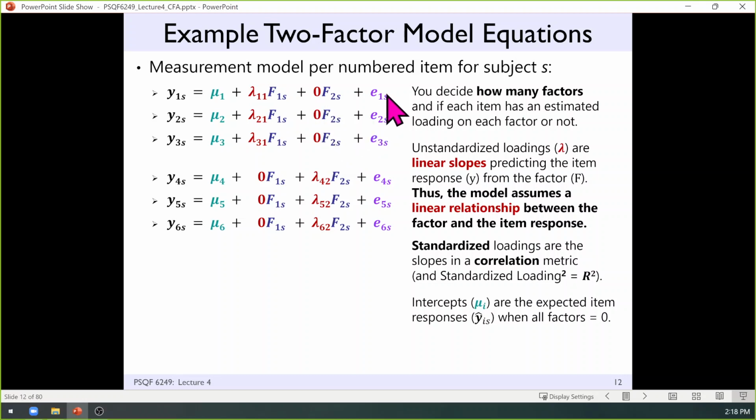And regardless of how many factors are in the story, each item still has only one error variance. And if someone asks you, hey, is that error variance, or is that unique variance, or is that specific variance? Your answer should be yes.